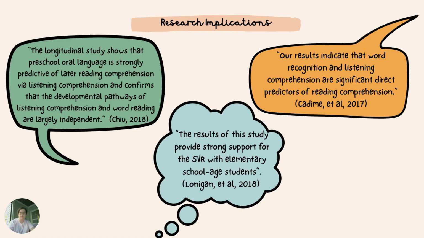So some results from some research studies that I read state that a longitudinal study shows that preschool oral language is strongly predictive of later reading comprehension via listening comprehension, and confirms that the developmental pathways of listening comprehension and word reading are largely independent, meaning those lower rope skills are needed. They predict if later the listening comprehension and the upper rope will be achieved.